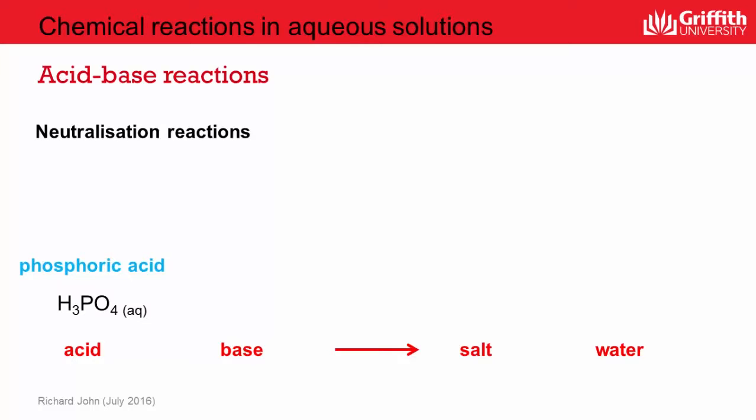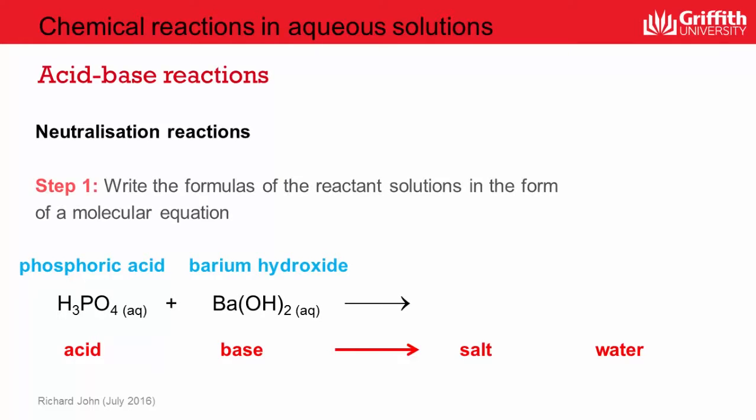Let's choose an acid, in this case the triprotic acid phosphoric acid. Let's choose a base, barium hydroxide. And this is actually the first step in writing out acid-base neutralization reactions. We write the chemical formulas of the reactant solutions in the form of a molecular equation. We know these solutions actually exist as ions, but we want to keep them in their molecular form, if you like, so that we know what two solutions are actually being mixed together. So the acid plus base gives me a salt plus water.